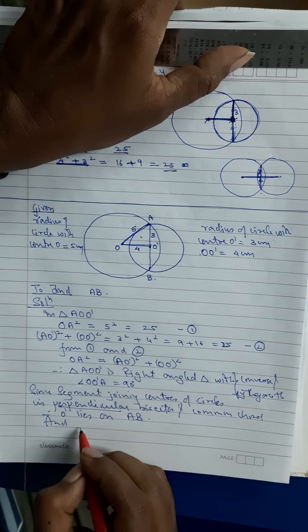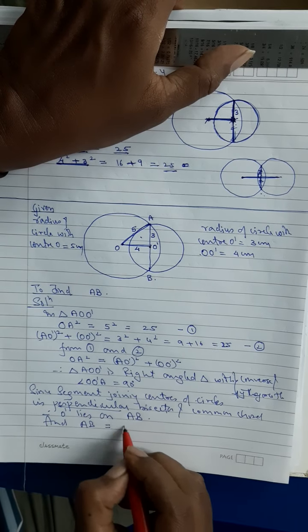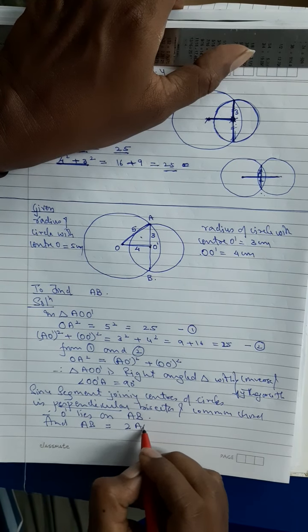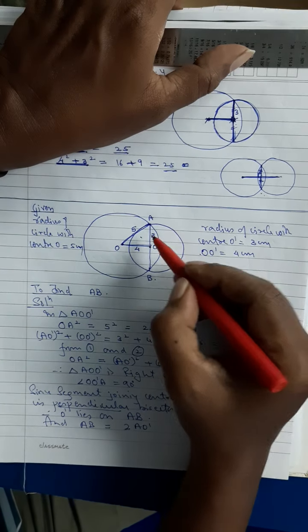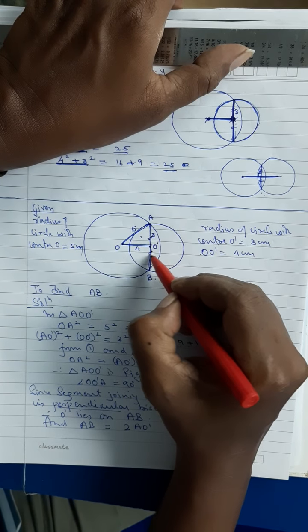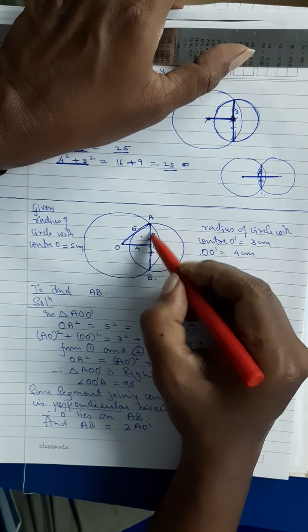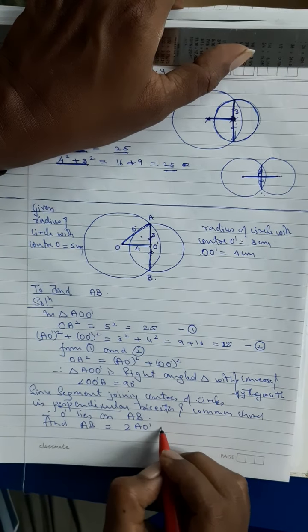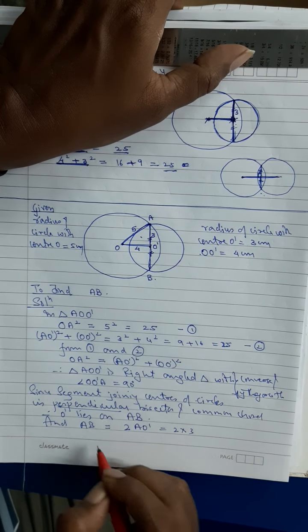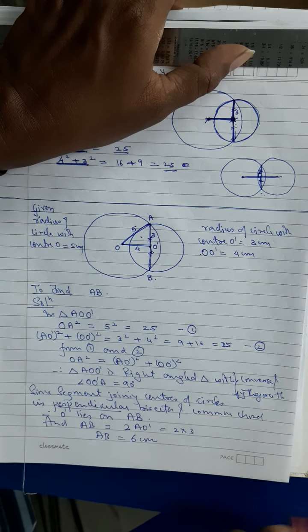and AB is equal to 2AO dash, right? AB will, because it is a perpendicular bisector. The bisector means it is dividing into two equal parts. Therefore, this AB will be double of AO dash. That will be equal to 2 into 3. Therefore, AB is equal to 6 centimeter.